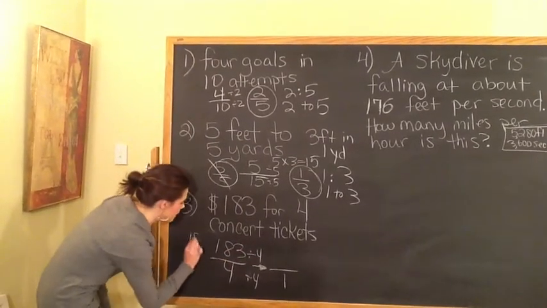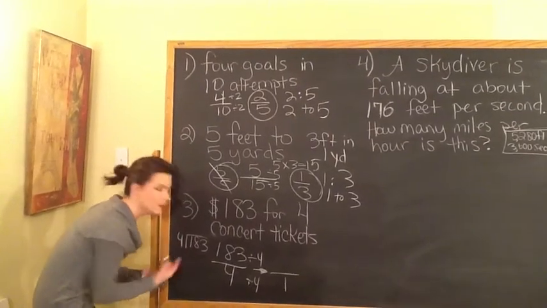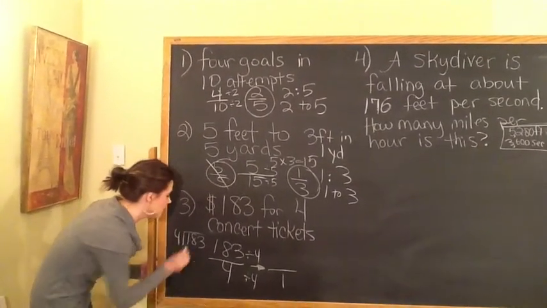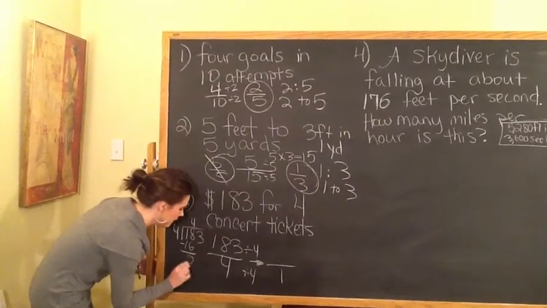So if I had 183 divided by 4, I'm just going to do my math small over here. So 4 goes into 18. It goes in about 4 times, which gives you 16. You subtract. 18 minus 16 gives you 2.